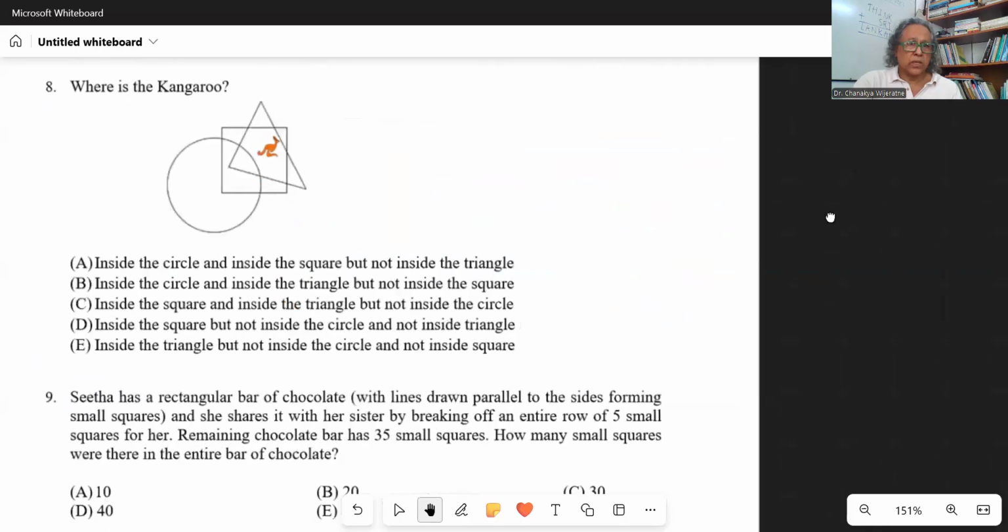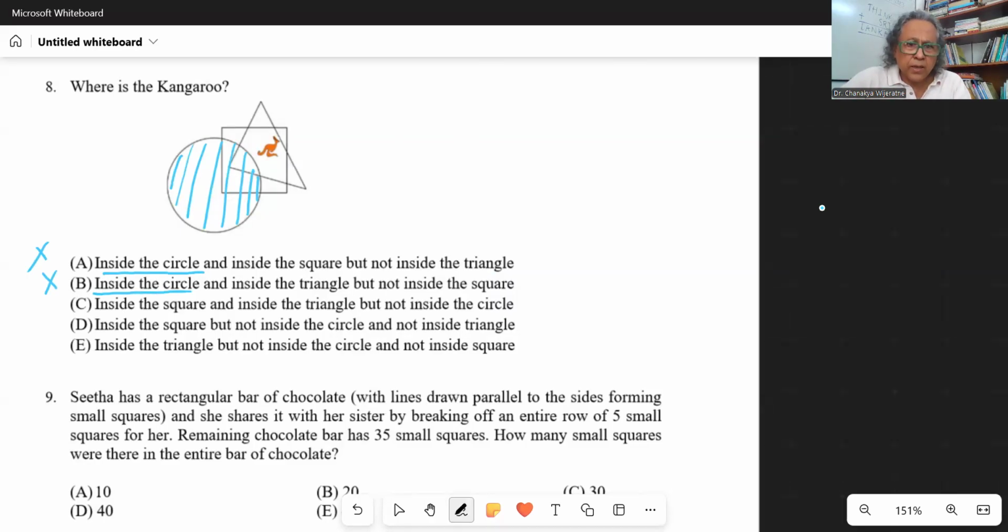Where is the kangaroo? The kangaroo is stuck inside some shapes: a square, a triangle, and a circle. Now, is it inside the circle? Let's shade the circle in blue, right? And you can see that the kangaroo doesn't get painted. So that means the kangaroo is outside the circle, right? So inside the circle can't be correct.